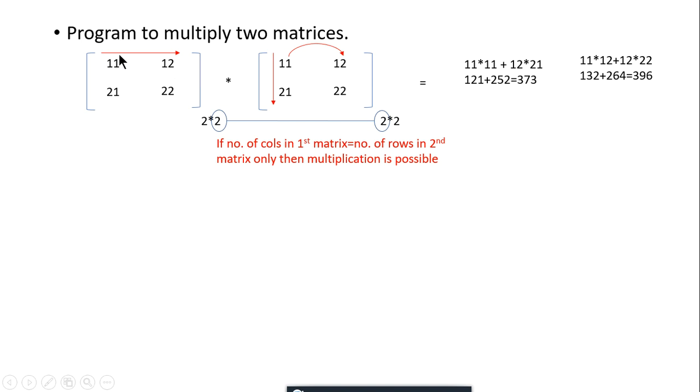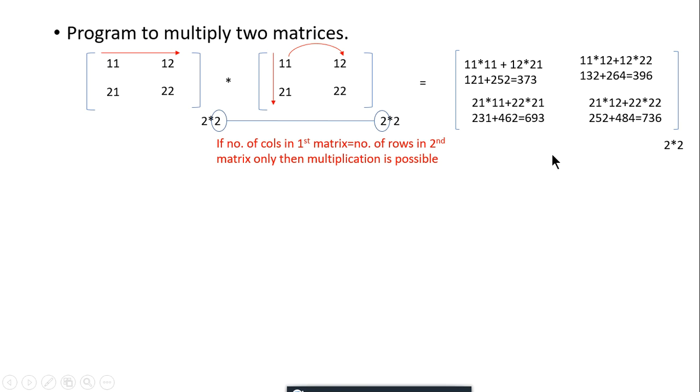Then you will repeat this row of the first matrix and multiply this same row with the second column of the matrix. So you will do 11 multiplied by 22 plus 12 multiplied by 25, which will result in 396, and so on for the next row. This row will be multiplied with this column first and then with this column. Okay, so the resultant matrix will look like this one.